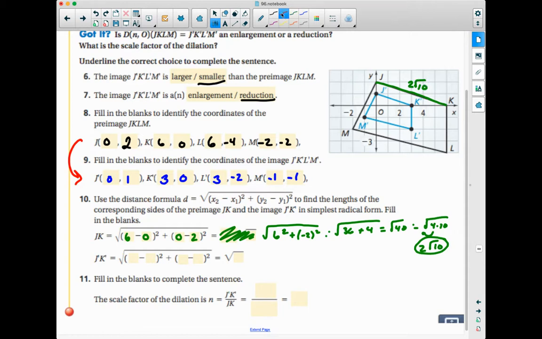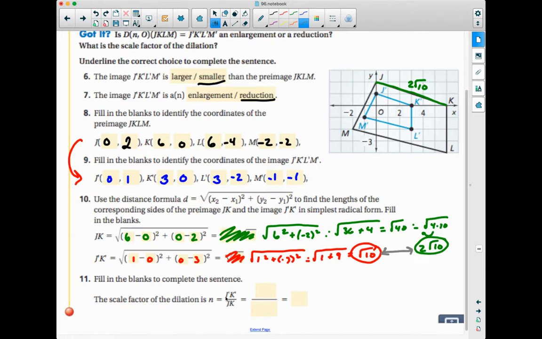Now let's go ahead and find the length of J prime K prime. So now we're going to use these 2 points. I'm going to have 1 minus 0 and 0 minus 3 squared. So that's going to give me 1 squared plus a negative 3 squared, which is going to give me 1 plus 9, which is the square root of 10. What do you notice about these two?